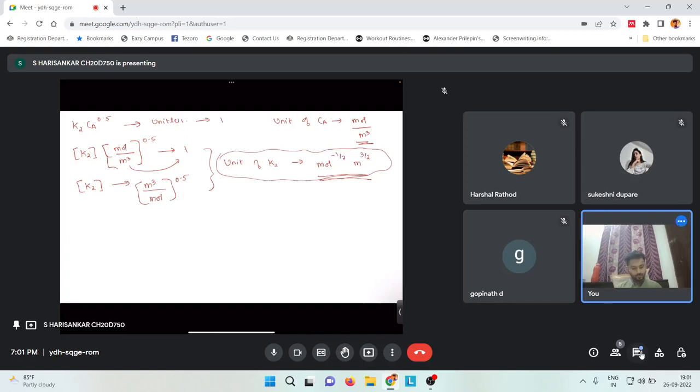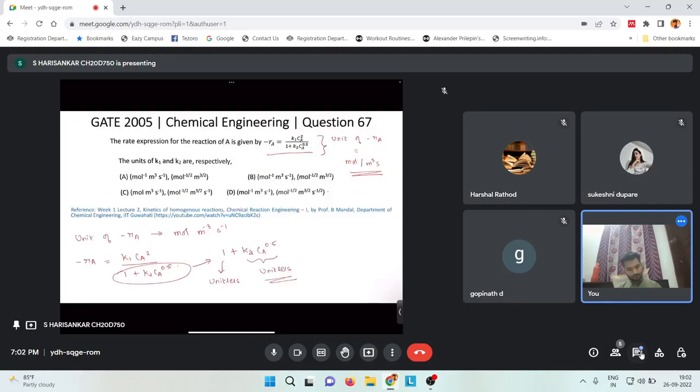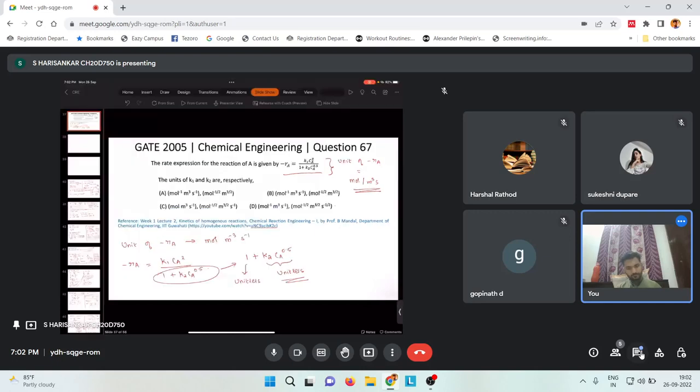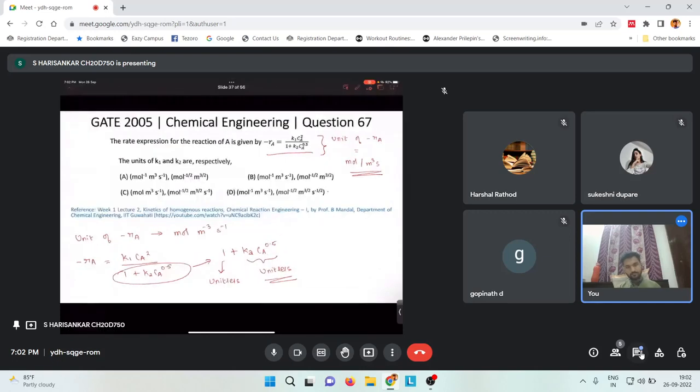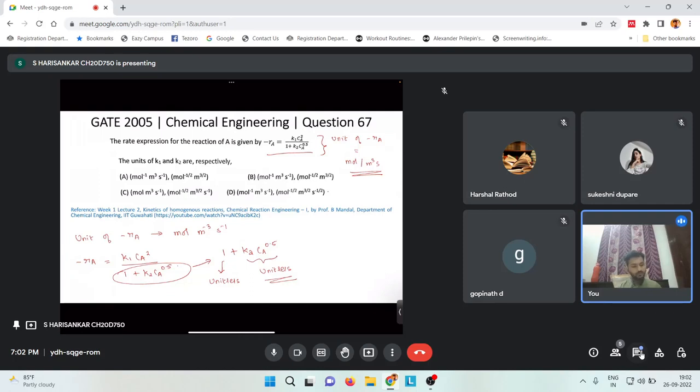So in these options, option A basically has this unit, mole raised to minus 1 by 2 meter raised to 3 by 2, and option B also has this. So we can't just proceed with the unit of K2. So what we'll do, we'll find the unit of K1 as well.